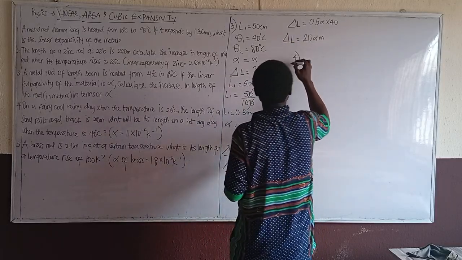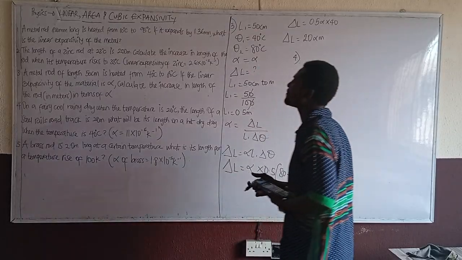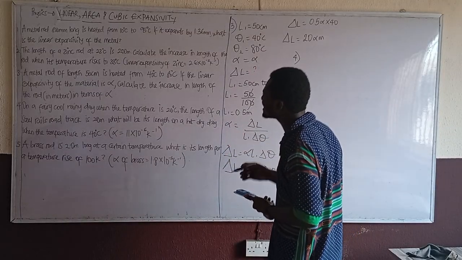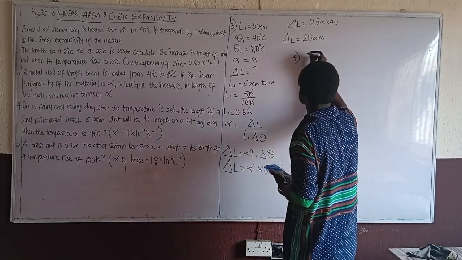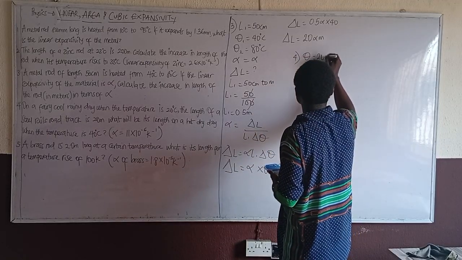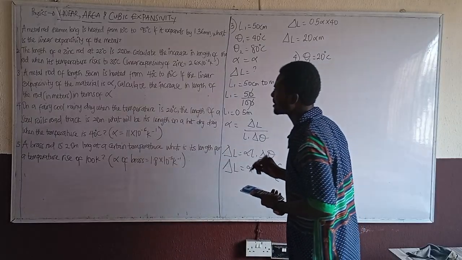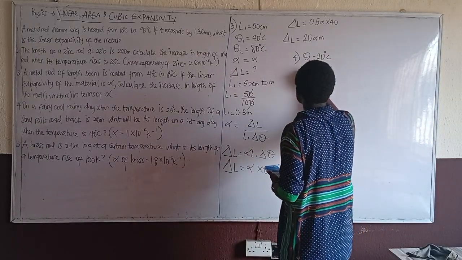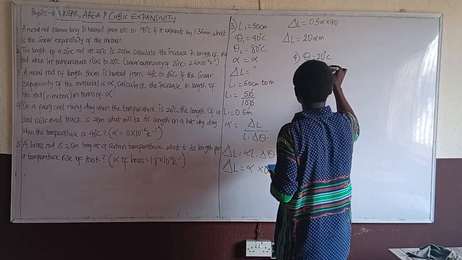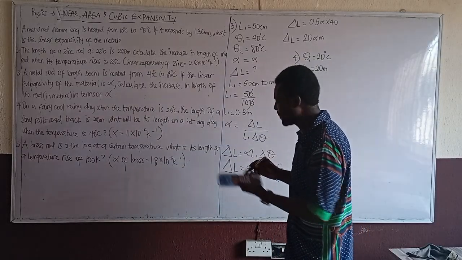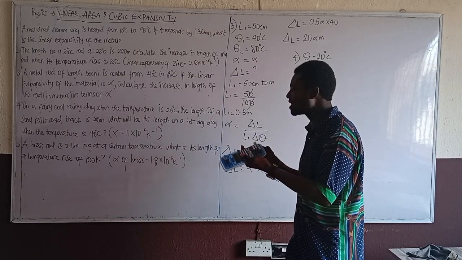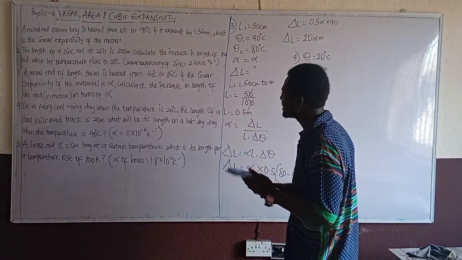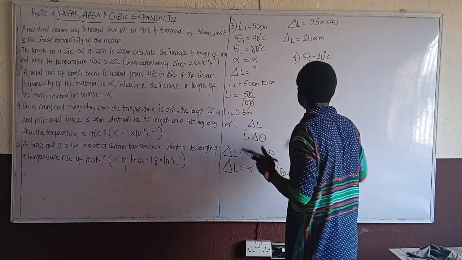So number 4. On a very cool rainy day when the temperature is 20 degrees Celsius, theta 1 is 20 degrees Celsius, the length of the steel railroad track is 20 meter. L1 is 20 meter. Then what will be its length? Now, since you are given a length initially and they ask for another length, the length they ask for becomes L2.